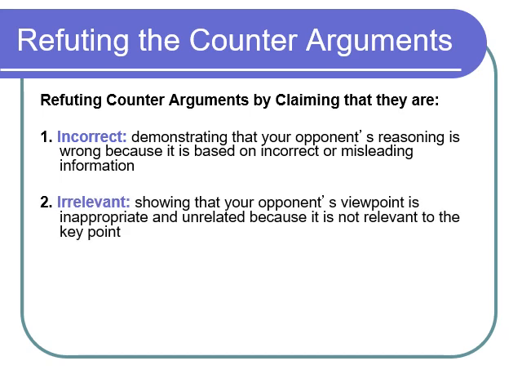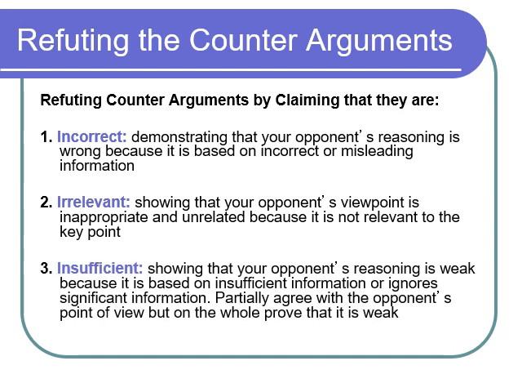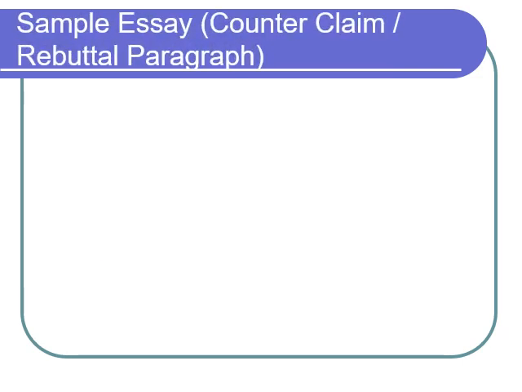You can say that it's irrelevant. So you can show that it's inappropriate or it's unrelated because it's not relevant to the key point of your argument, and say why. You can also say that it's insufficient, meaning it's not enough. Okay, it's weak, it's based on insufficient information, there's not enough information, or maybe it just ignores some really important information. Okay, so you can exploit your opposing viewpoints this way and refute the counter arguments with these three pieces.